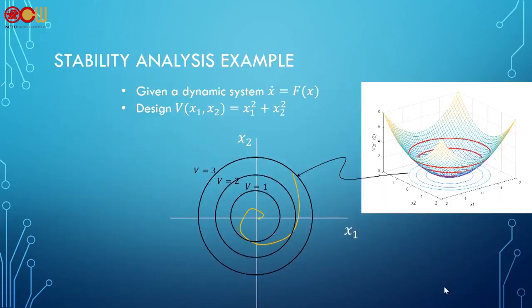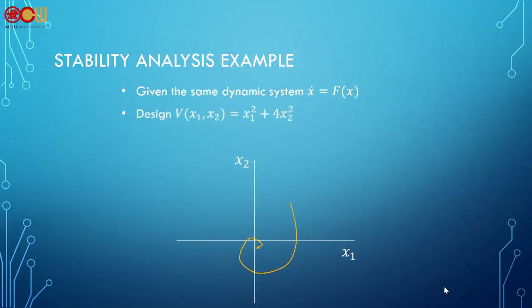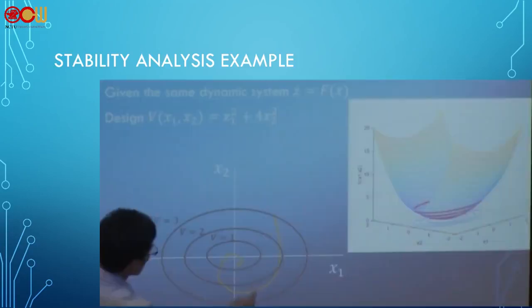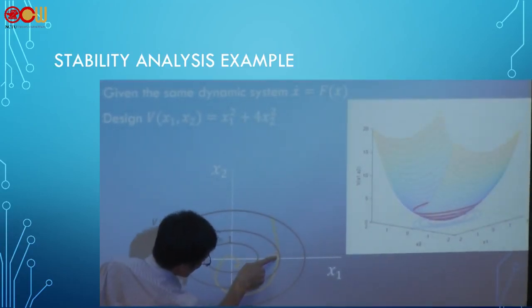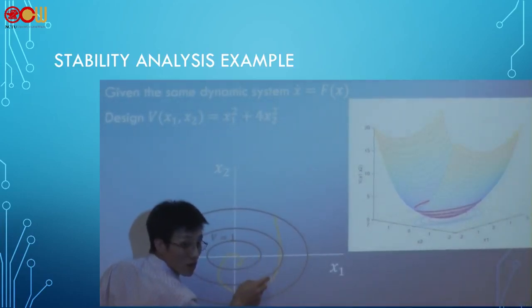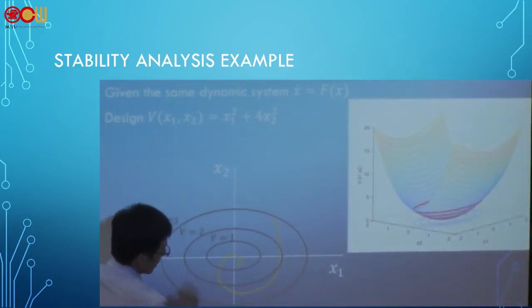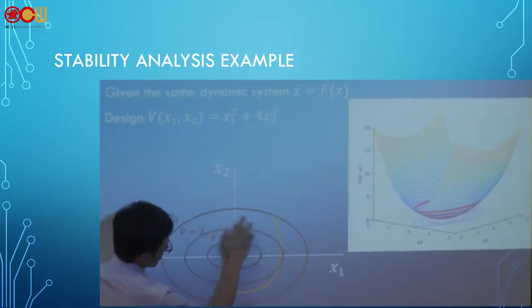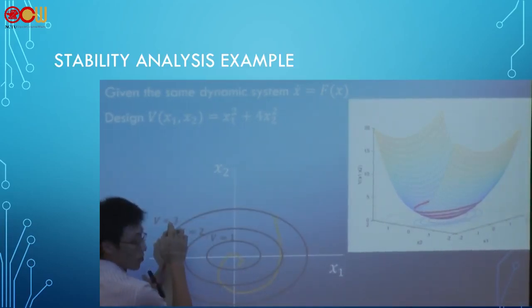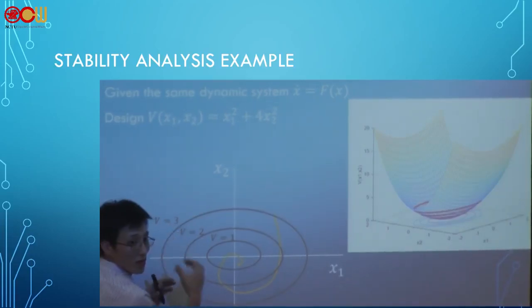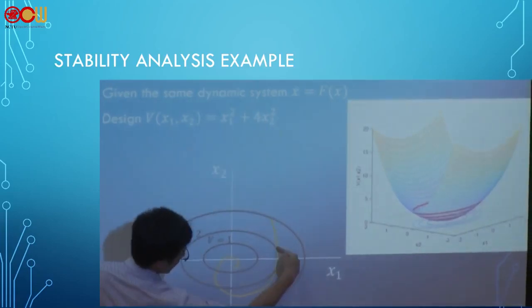But for the same dynamics, I choose a different Lyapunov function, which is 4 here. What happened is, I know V is 2 here, and V decreases because it's inside this level set. So this is a level set, and inside this, the value will be smaller than this one. The smaller the level set, the smaller the value of V. So when here is V 2, right?